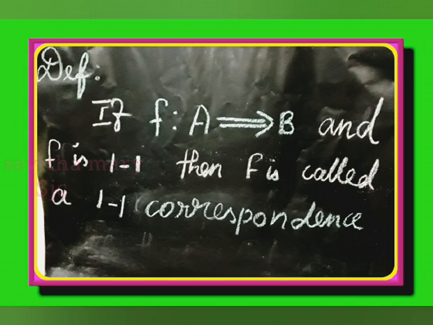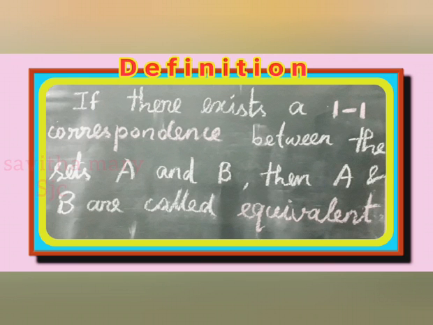Next definition is one-to-one correspondence. One-to-one correspondence is a function satisfying the two conditions, one-to-one and onto. A function satisfying both mappings, one-to-one and onto, is called a one-to-one correspondence. Next definition is equivalent. The sets are said to be equivalent if the mapping satisfies the condition of one-to-one correspondence between the sets A and B, meaning A and B are called equivalent sets.